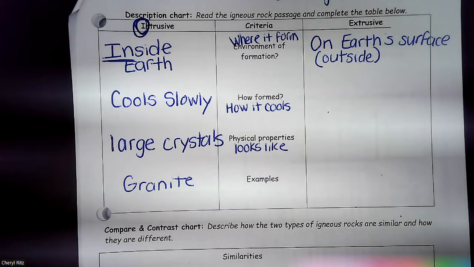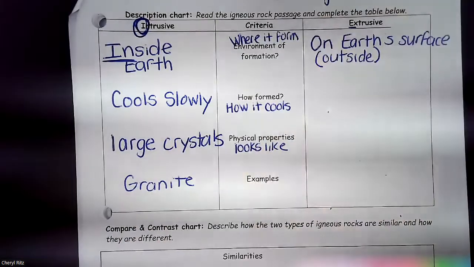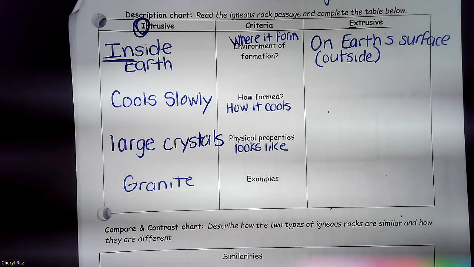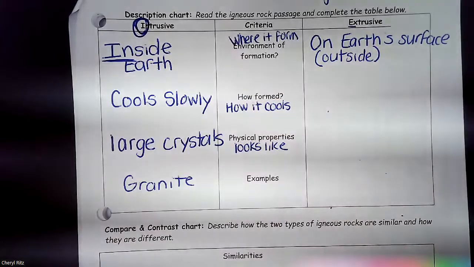And again, this one's not quite as easy to remember, but the extrusive, the EX, what does that kind of hint you towards? Exit. And when you exit the building or you exit the room, you're going on the outside. So that's again a hint to help you. So how do they form? Because they're on the outside, how do they form?